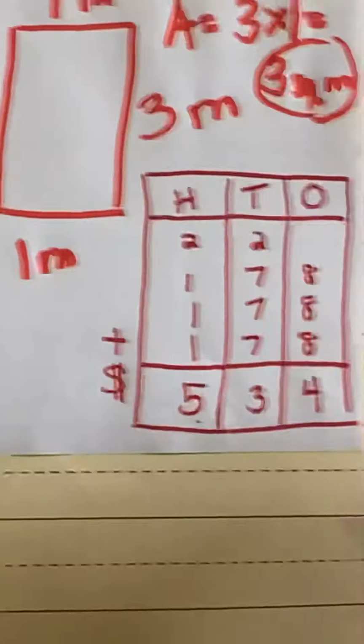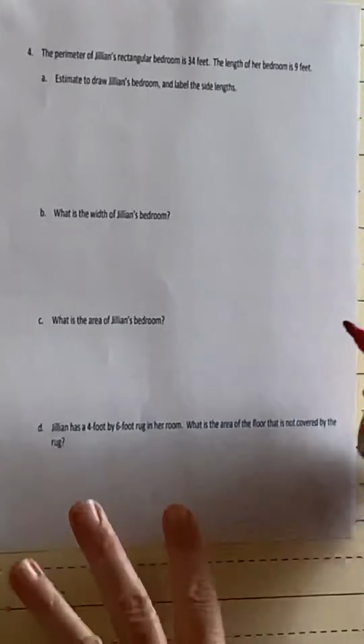The perimeter of Jillian's rectangular bedroom is 34 feet. The length of her bedroom is 9 feet. They broke this one down for us. This is from our Eureka Math, lesson 28. So when you get to this, you're gonna love it because it's pretty straightforward. They tell you what to do. It says estimate to draw Jillian's bedroom and label the side lengths. Wonderful. Okay, so she has a bedroom that's 9 feet long and 34 feet wide.